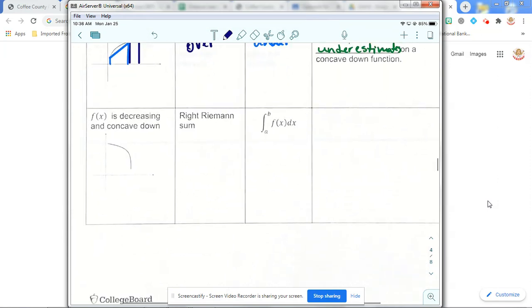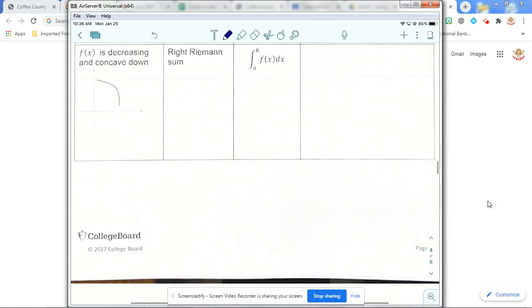All right, so let's look at the next one. So F is decreasing and F is concave down. So a right Riemann sum, I can just draw one rectangle with the right corner on there. That's going to be under, because there's area that's not covered in between this area right there. All right, and then we have the definite integral from A to B of f of x. So that is going to be exact.